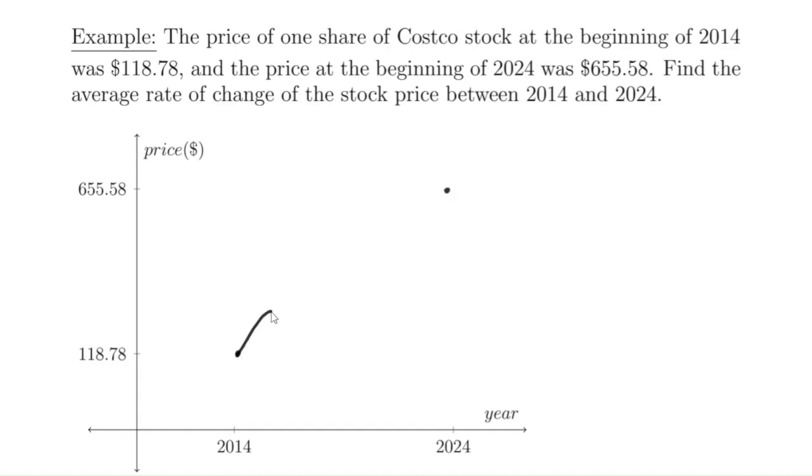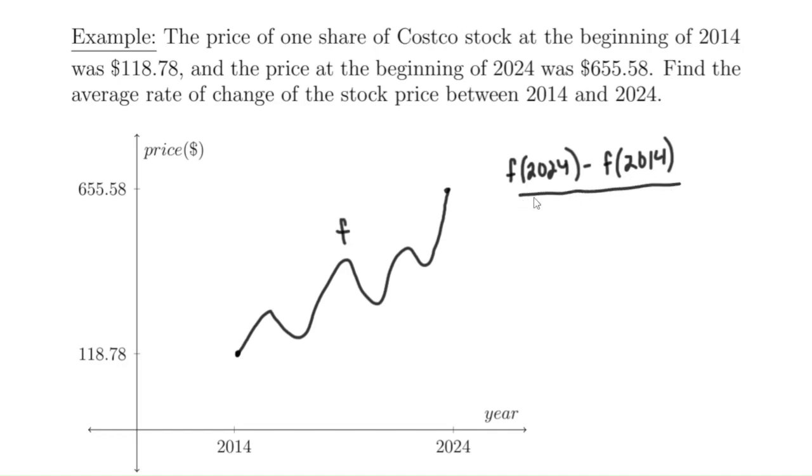So let's just say the stock did something like this. Okay, this is not going to be exactly accurate, but say it did something like this. How could we find the average rate of change? Well, what we need to do is to find the slope of the secant line that connects those two values. So if we thought of the stock price as being a function f, what we're really looking for is f of 2024 minus f of 2014 divided by 2024 minus 2014. And 2024 minus 2014, that's really just going to be 10, right? Because that's the 10-year interval here.